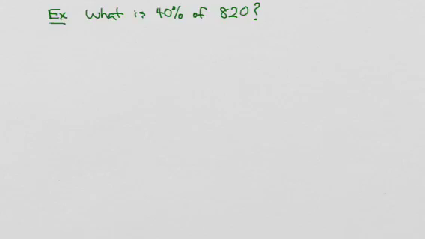All right, next one. It says, what is 40% of 820? So again, let's start with the percent fraction. And we always put the percent on top. 40%. 40 out of 100.